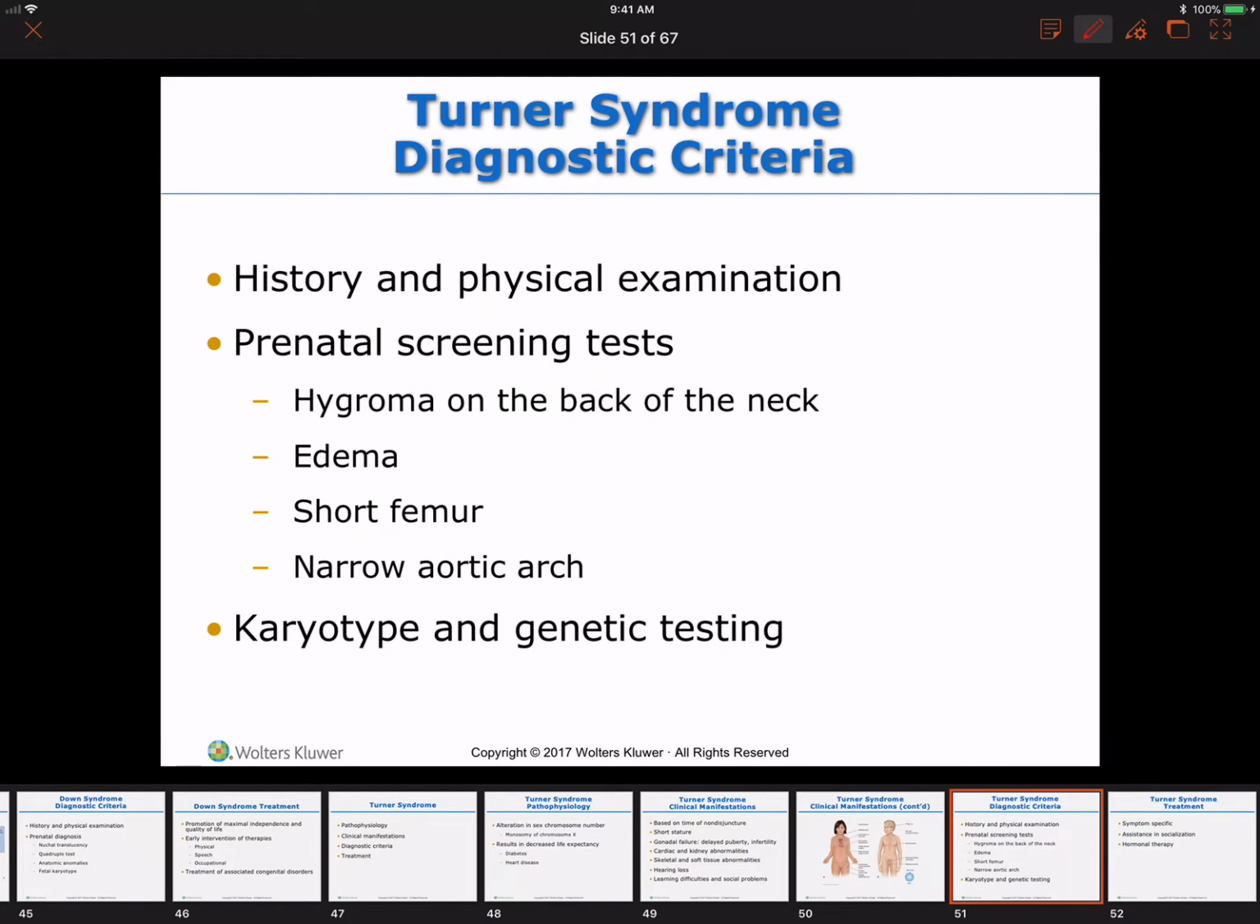From a diagnosis standpoint, again, we rely on prenatal screening tests. So we may see swelling in the back of the neck, something called hygroma. We see edema, short femur, and narrowing in the aortic arch. All these are radiological ultrasound features that could be seen during pregnancy. And then, of course, visualizing the chromosomes, karyotyping, to see if there is a missing copy of that X chromosome.